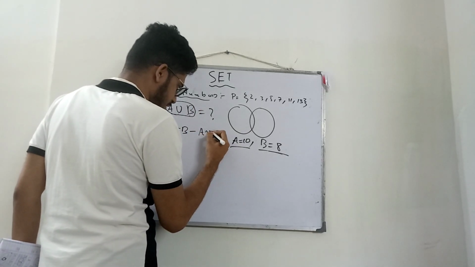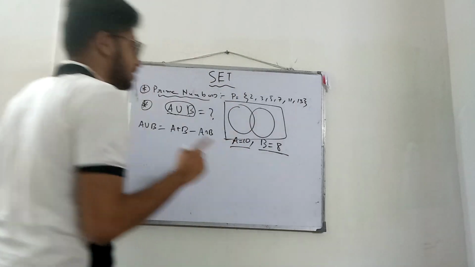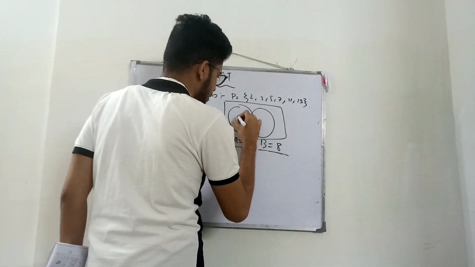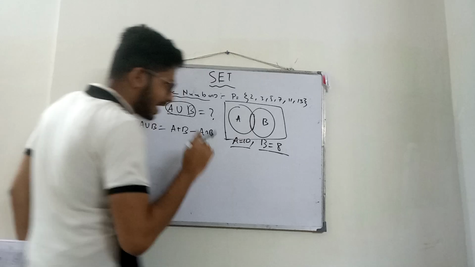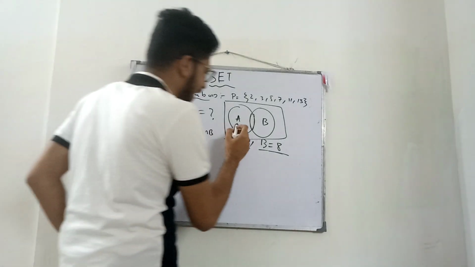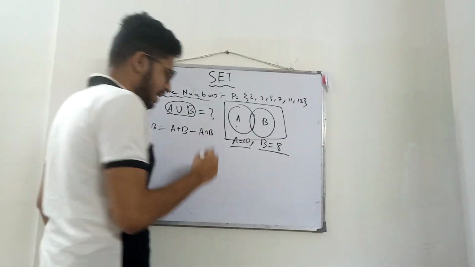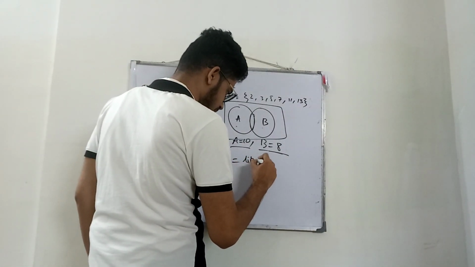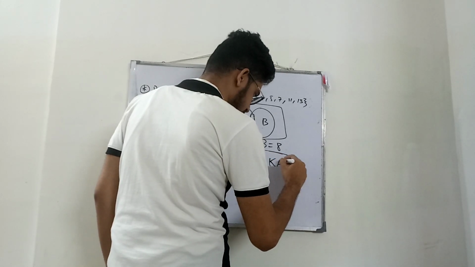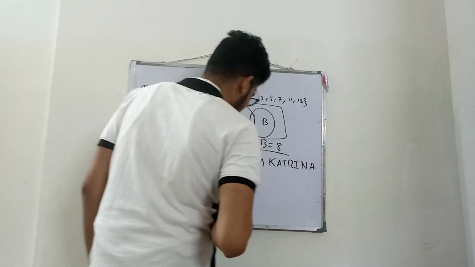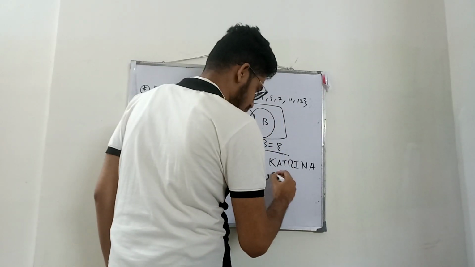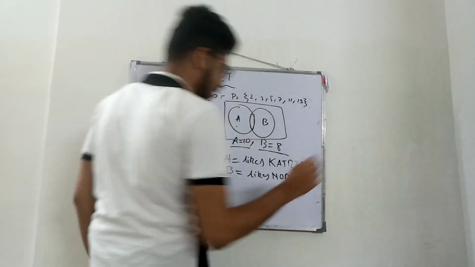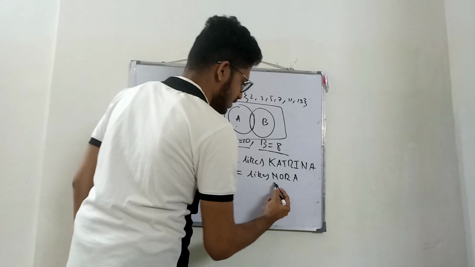And A intersection B. This whole thing we can say is A union B. Suppose this is A, this is B, and this part is the intersecting part of these two circles A and B. That means suppose A likes Katrina, I think you all know who Katrina is, and B likes Nora Fatehi.